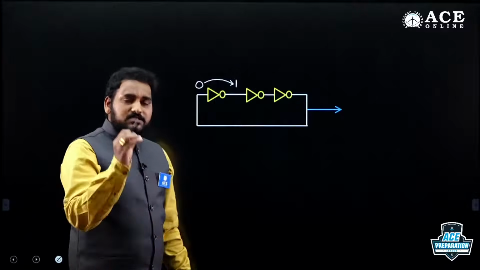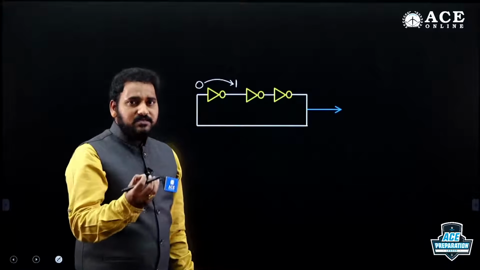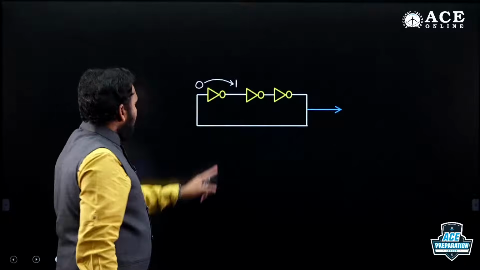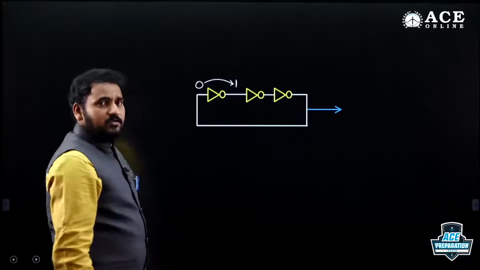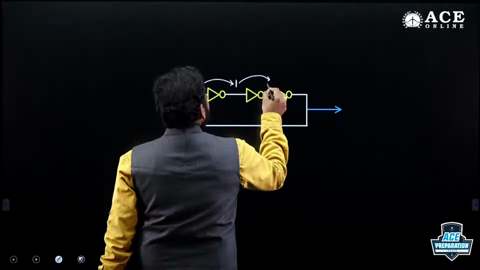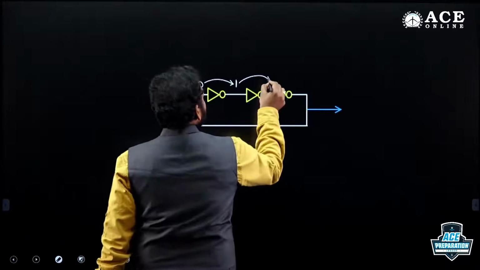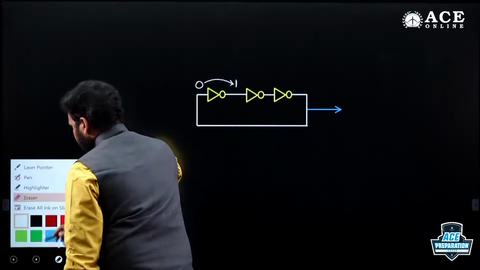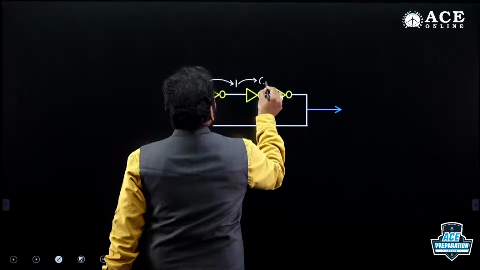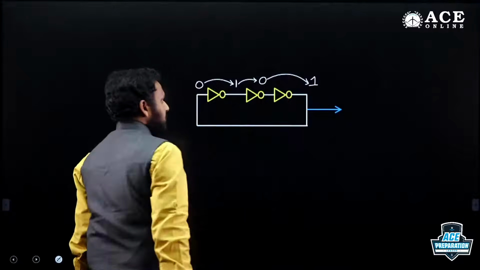Each logic gate is providing some time delay, the propagation delay. Let us say it is TPD. After some time delay, as I assumed 0 here, the output of this first logic gate will be logic 1, and the complement of 1 is 0, and the complement of 0 is 1.